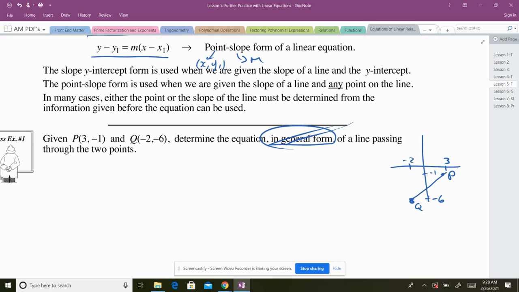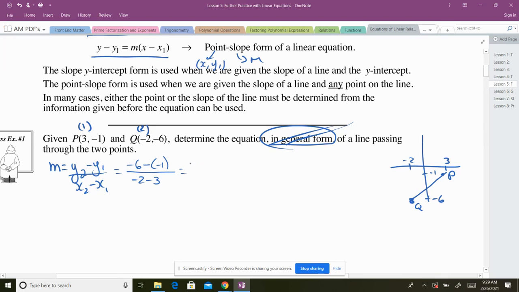How do I figure out the slope between 2 points? What formula do I use? We have 2 points, so we're going to use this formula. Does it matter what you call set 2, set 1? Nope. So P will be set 1, Q will be set 2. So I'm going to go -6 minus -1. Remember, just watch your signs. That's the only tricky part about this. Over -2 minus 3.